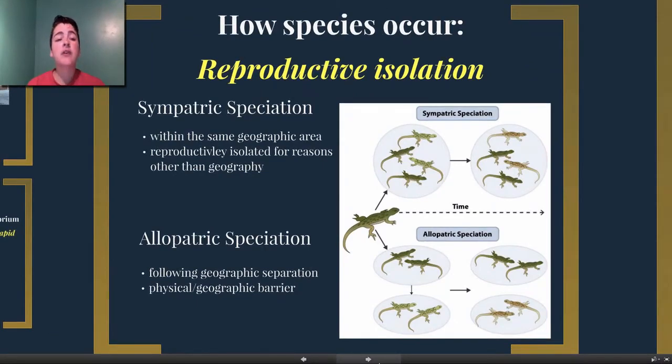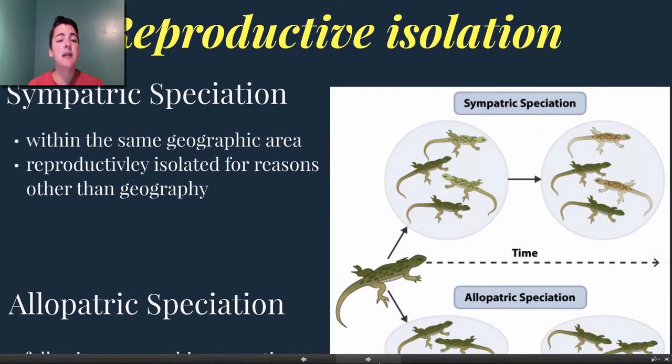There are two major types of speciation, and they all happen because the organisms somehow become reproductively isolated, meaning that the two organisms can no longer reproduce. Sympatric speciation is when the organisms are located in the same geographical area and reproduction doesn't happen for many reasons other than geography separating them. This could be the time of year or day they mate, their mating dance, or several other factors that we will talk about in a little bit.